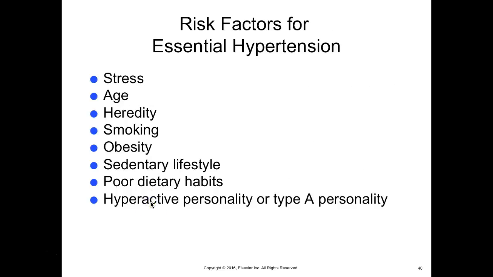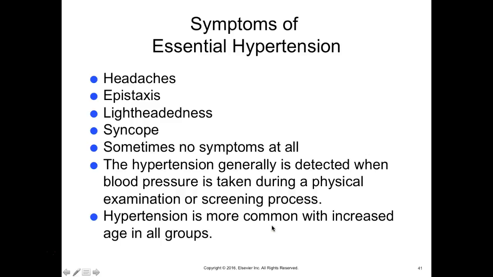So risk factors for essential hypertension: stress, age, heredity, smoking, obesity, sedentary lifestyle, poor dietary habits, and hyperactive personality or type A personality. So, what are symptoms? Headache, epistaxis, which is a nosebleed, lightheadedness, syncope, sometimes no symptoms at all. The hypertension generally is detected through the examination and is more common with increased age in all groups.